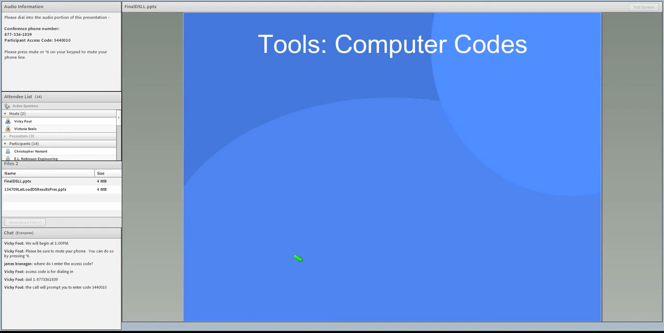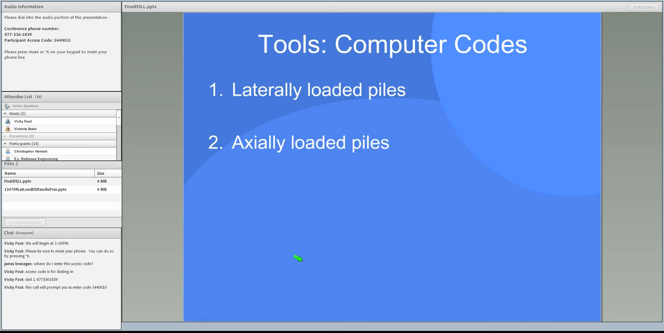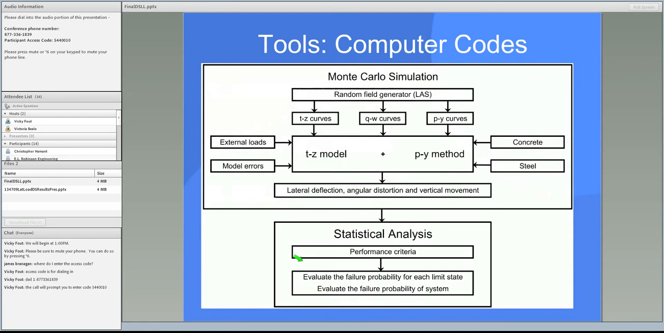Let's take a look at the input to the program code. First of all, you have to define the variability model of soil properties. Define the variability model of allowable displacement. And you need to define how your external loads vary, and to differentiate live load and dead load. Also you need to consider the uncertainty of the load transfer curve.